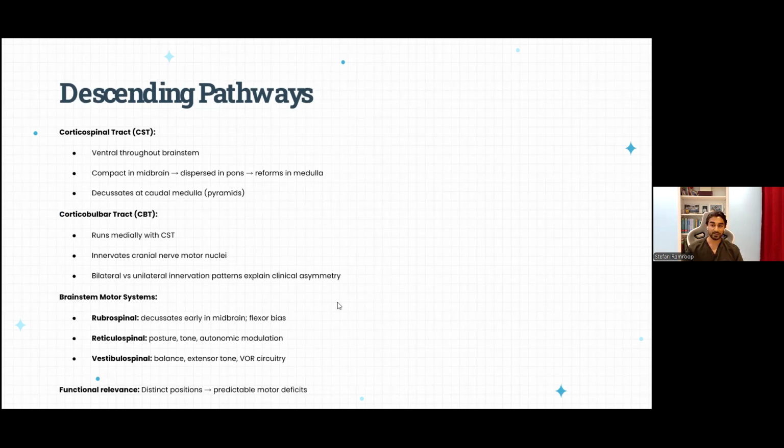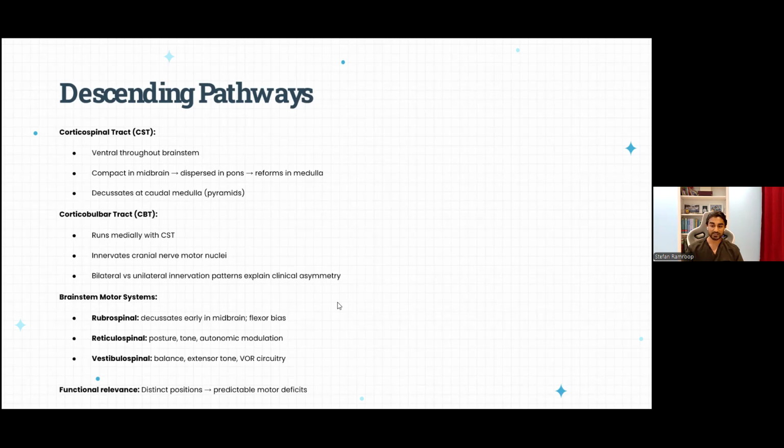In the midbrain, it's highly compact within the cerebral peduncles, and as it enters the pons, it temporarily becomes more dispersed between pontine nuclei before eventually reconsolidating as the pyramids in the medulla, where it eventually decussates. The corticobulbar tract runs close to the corticospinal fibers and provides input to cranial nerve nuclei.